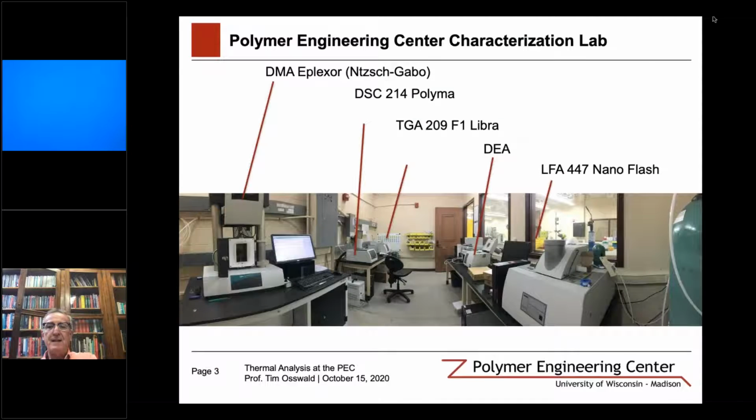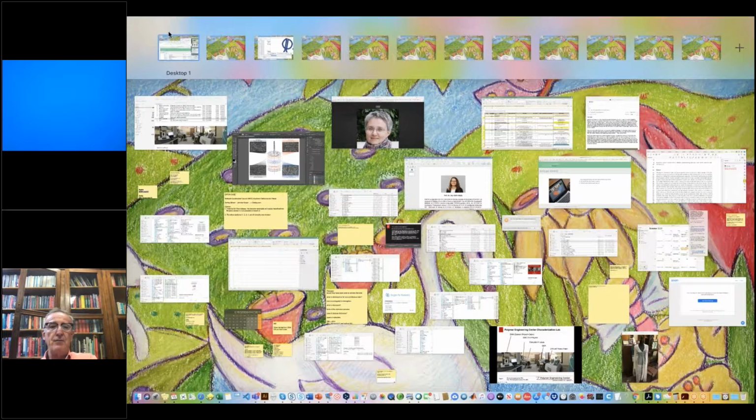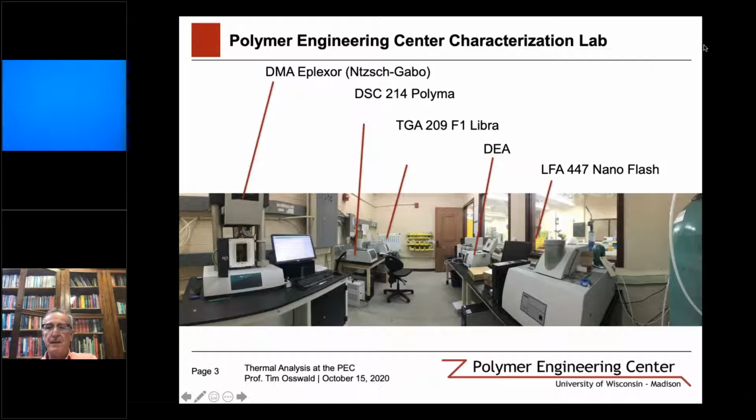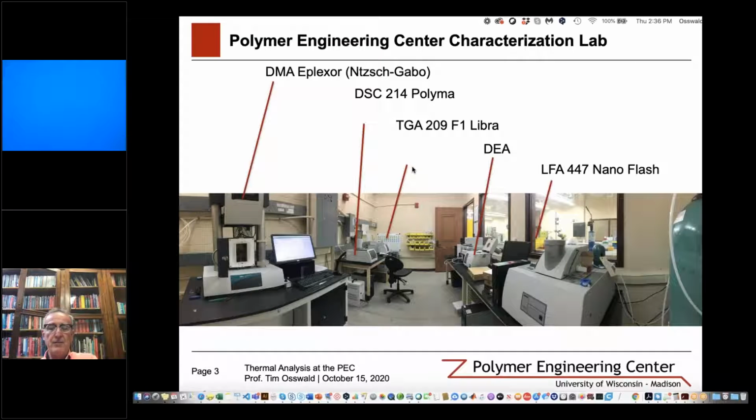So first, let me start by introducing the Polymer Engineering Center Characterization Lab. We basically call it the Netzsch Lab. We have a lot of equipment from Netzsch. I will be talking, of course, about the DMA, the Eplexor machine. Oops, I misspelled Netzsch here. I forgot the Z. Sorry, Peter.